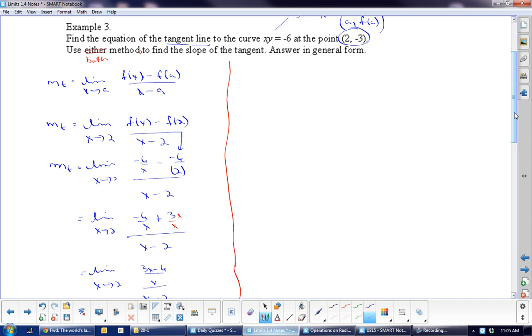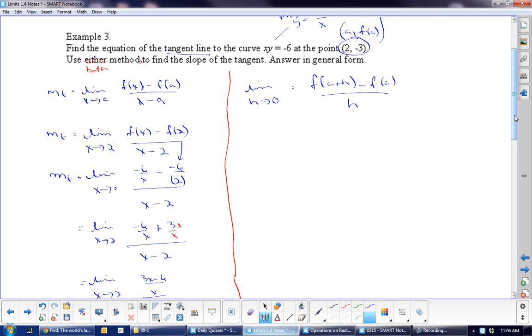Why don't we do now the limit as h approaches 0 of f of a plus h minus f of a all over h. So we know that a is 2. So we're going to put 2 wherever we see an a. I guess I should go m_t equals slope of the tangent equals the limit as h goes to 0 of f of 2 plus h minus f of 2 all over h.